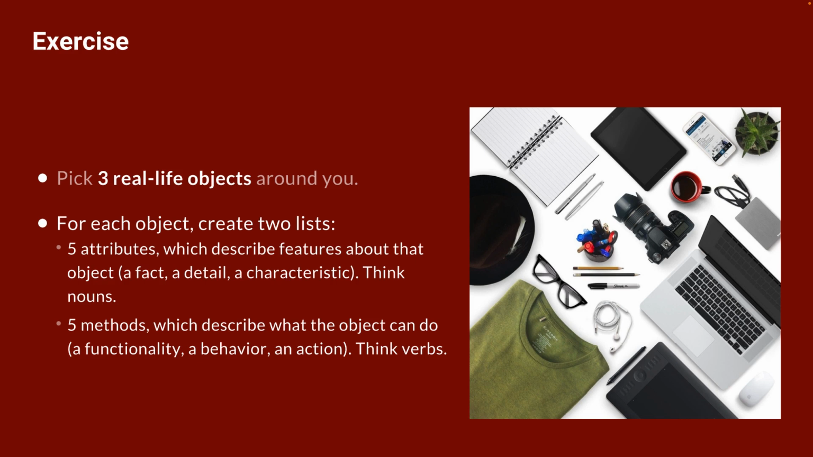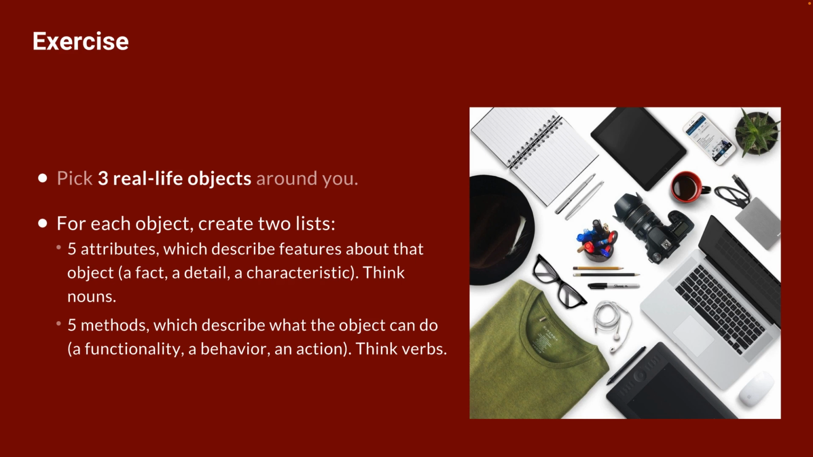And for each object, I want you to create two lists. The first list is going to have 5 attributes. And an attribute is simply a fact or a detail or a characteristic or a feature about that object. So I'd like you to think of nouns in this scenario. On the next slide, I'll give you a more comprehensive example. But for example, if I have a book next to me, a fact about that book might be its author or its title or its page count. It's some kind of noun or detail that I can describe about that book.